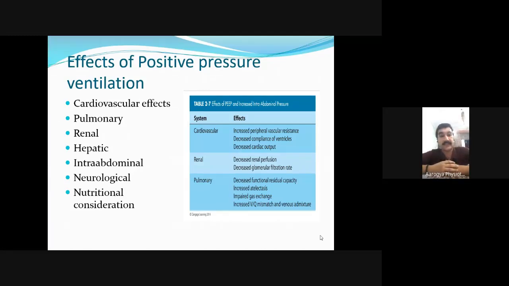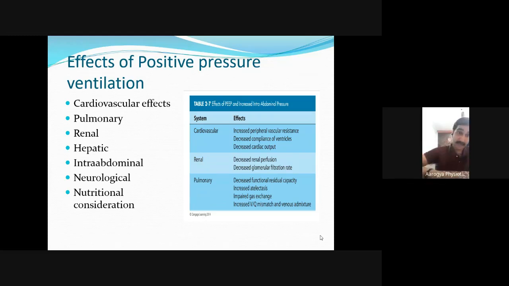The next is neurological. As I have said, positive pressure ventilation causes compression of the great vessels, and so there is obstruction of the cerebral flow to the heart. There is venous congestion and increased cerebral pressure, with headache, disturbed mental states, and ocular abnormalities as well.